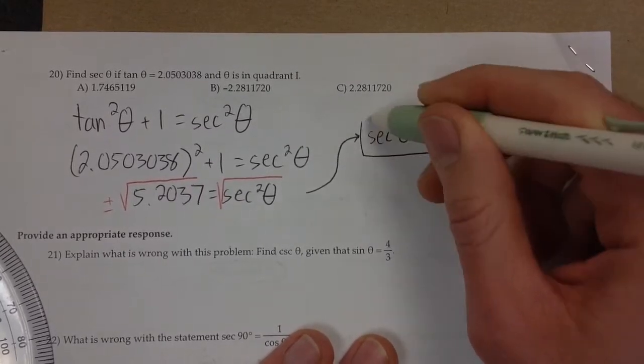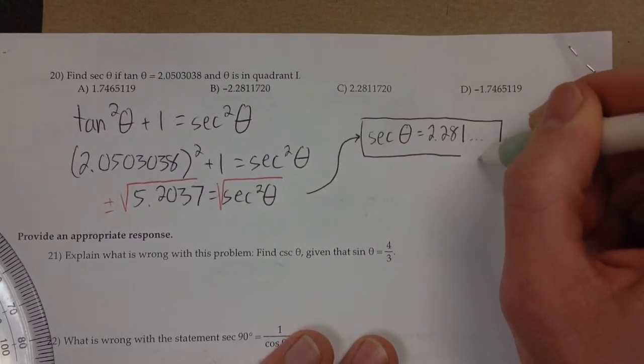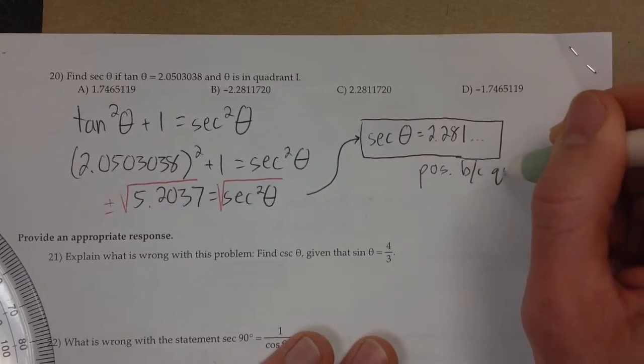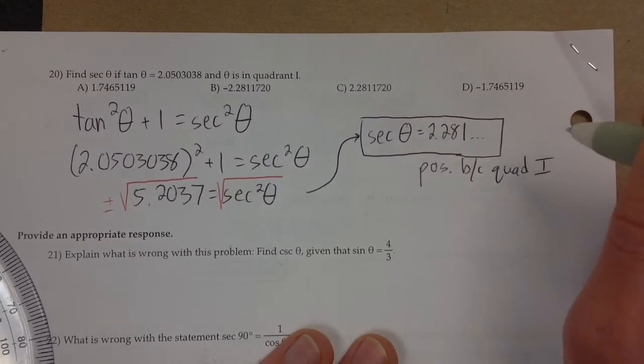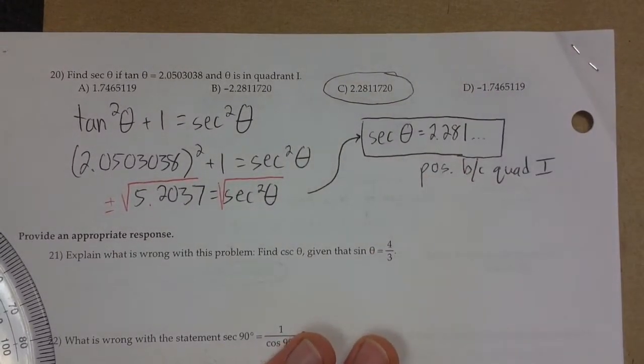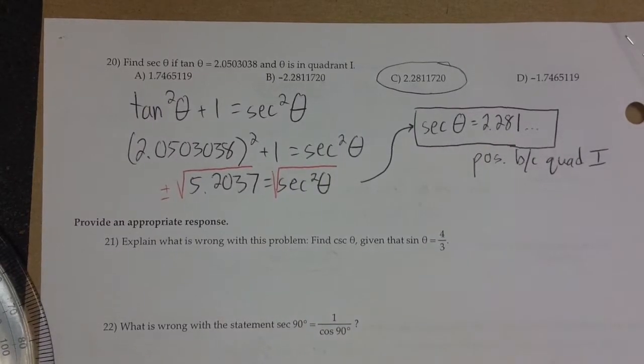And it's positive because you're in quad 1. Okay, so hopefully you're seeing how easy it is. I'm giving you the formulas, you're just plugging in, and then making sure that the answer is positive or negative based on what quadrant. Okay, any questions on problems like 20?